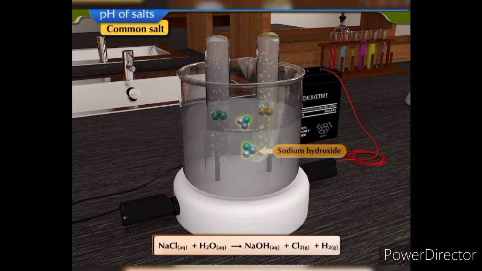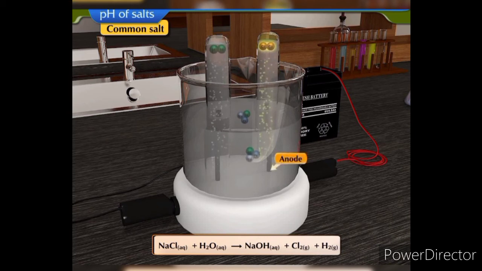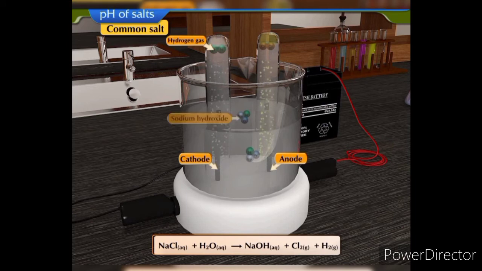Sodium hydroxide, chlorine gas and hydrogen gas are important chemicals that we can obtain from sodium chloride. Chlorine gas is liberated at the anode and hydrogen gas is liberated at the cathode. Sodium hydroxide solution is formed near the cathode.